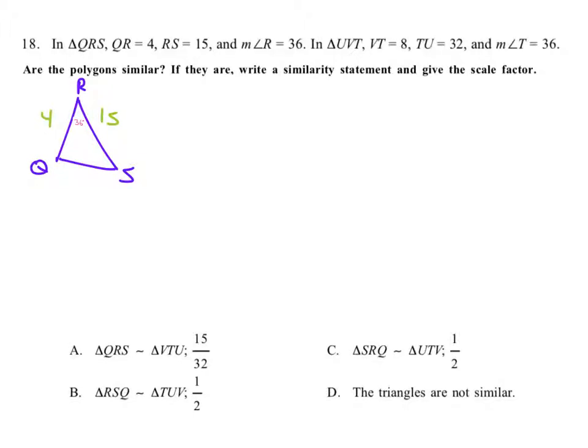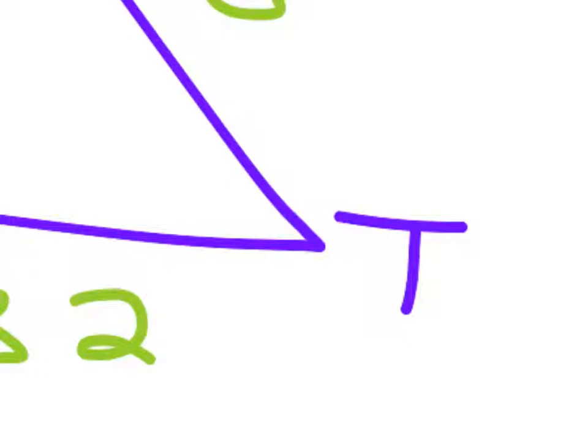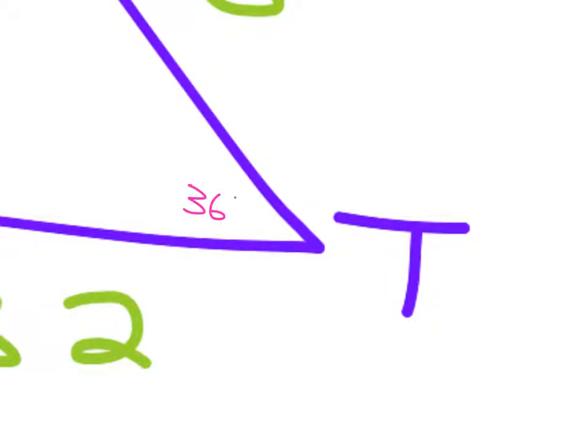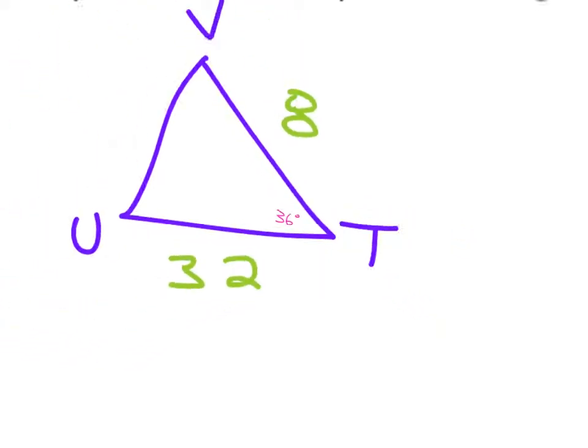And we're going to sketch the other one now as well, because they say, are these two similar? So in UVT, let's write that down. UVT, remember they might not be in the proper orientation, but they tell us that VT is 8, TU is 32, and measure of T is 36. So I'm going to zoom in on T, right? 36 there.